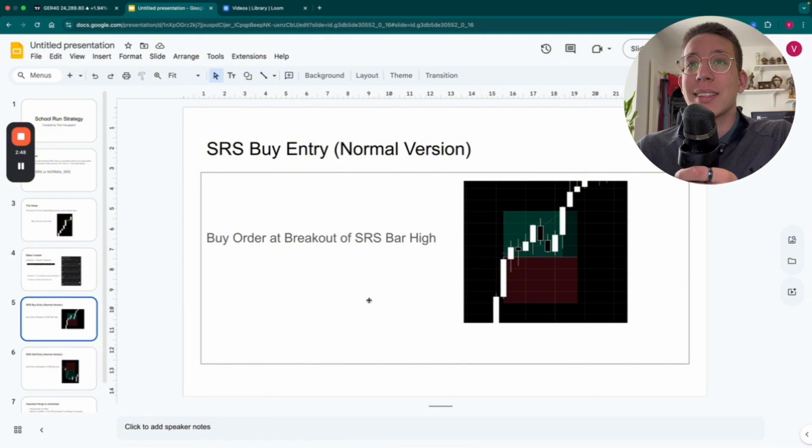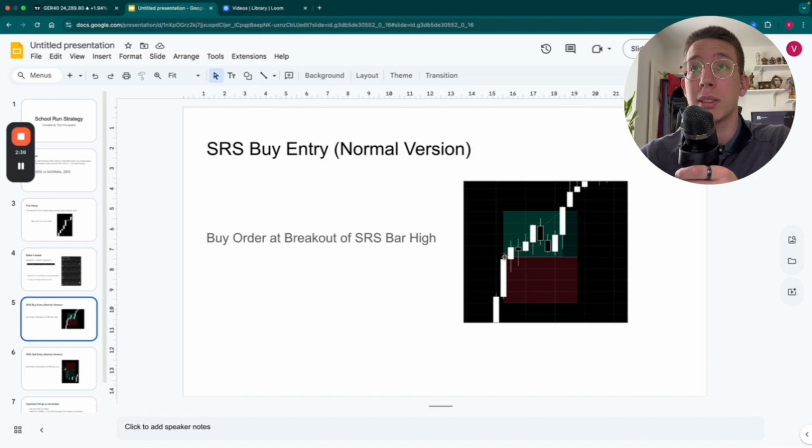So the way it works, how you actually enter and use this strategy, is you set a buy order at the breakout of the bar high. So you see the school run strategy bar, you put a buy order at the high, so it triggers you in and you can collect a nice one-to-one profit, nice mechanical, not too much thinking, straight up take profit.